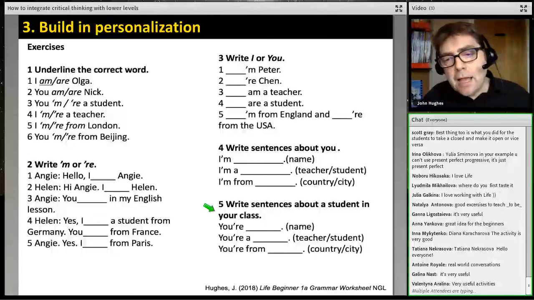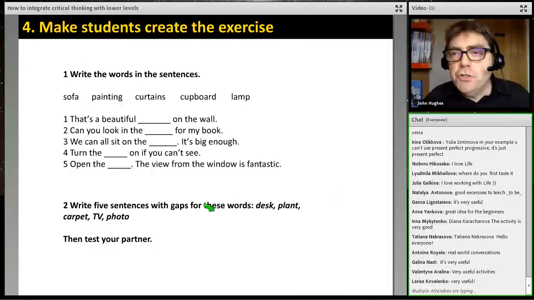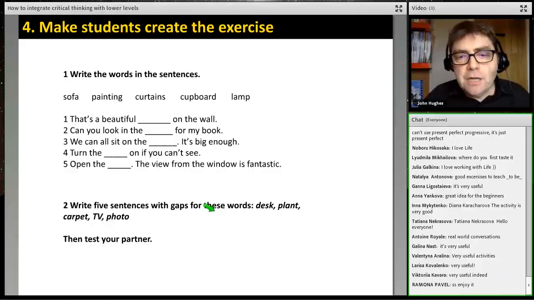As I say, I did a webinar on personalization. You can go and watch the recording, and there are more activities. So I'm going to go straight to 4. Exercise 4. This is a simple exercise you can use with any of your lessons, okay? Really simple to use in your class.